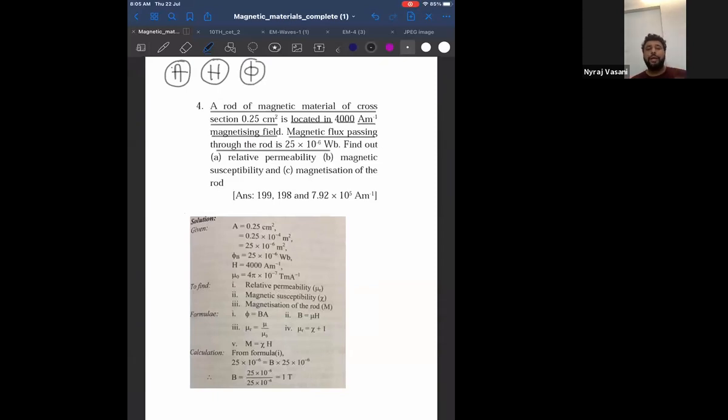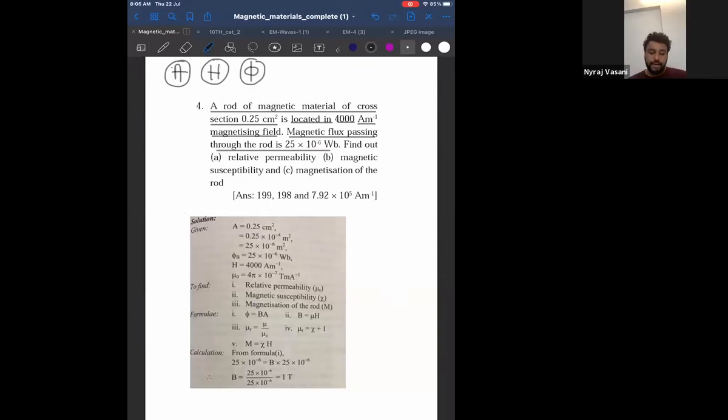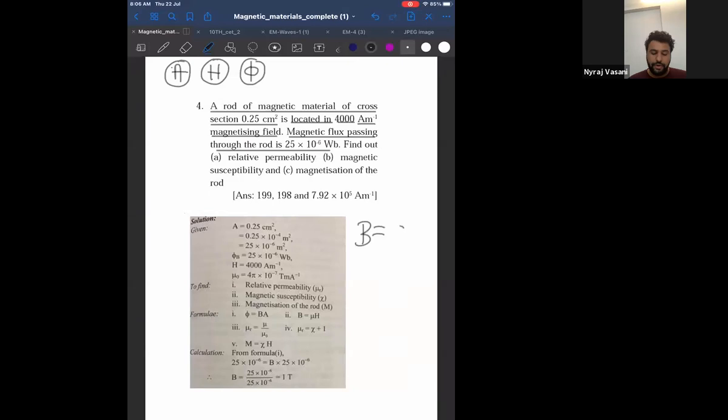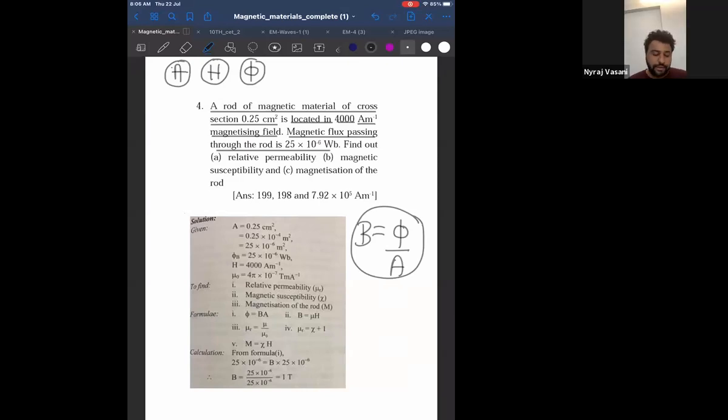Stop. Forget what they have asked. Tell me, from these three things, what can you actually find out? B. I can find out B, because I know B is equal to phi by A. Tell me, do you know this formula, all of you? Yes, sir. B is equal to phi by A. Is phi given? Yes. Is area given? Yes. Therefore, can I say now I know the value of B also? Forget what they have asked. Can I say I know the value of B? Correct. Can I say I already know the value of mu naught because it is a constant?